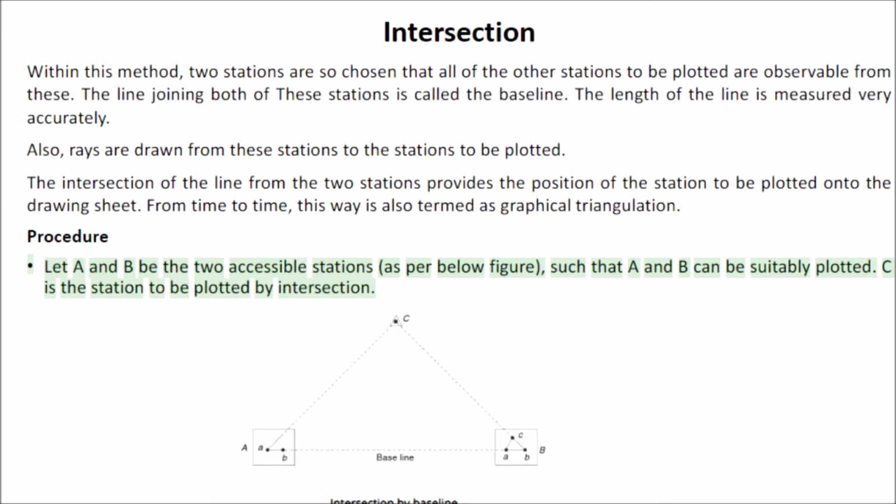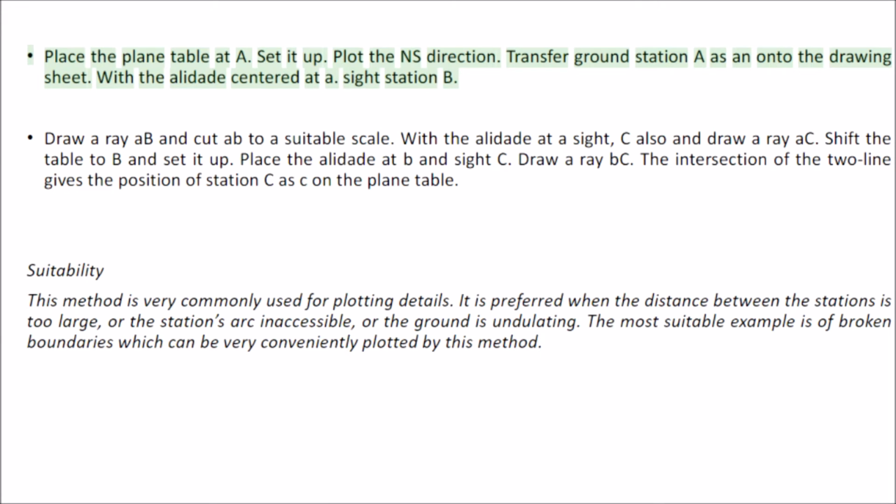Procedure. Let A and B be the 2 accessible stations as per the figure below, such that A and B can be suitably plotted. C is the station to be plotted by intersection. Place the plane table at A. Set it up. Plot the north direction. Transfer ground station A onto the drawing sheet, with the eye dot centered at a. Sight station B. Draw ray AB and cut AB to a suitable scale. With the eye dot at a, sight C and draw ray AC.